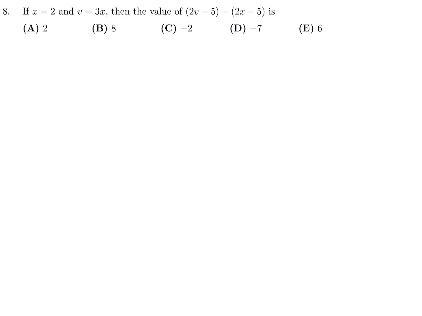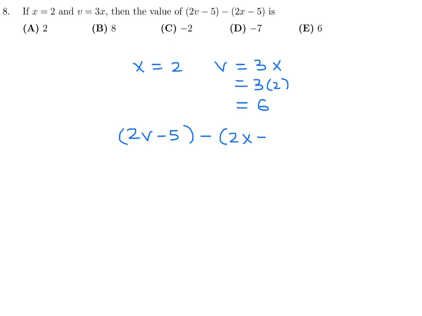If x is 2 and v is 3x, then what is the value of 2v minus 5 minus 2x minus 5? X is equal to 2, v is equal to 3x. Well, x is 2, so that means v is equal to 6. Substitute these guys into 2v minus 5 minus 2x minus 5, like that.